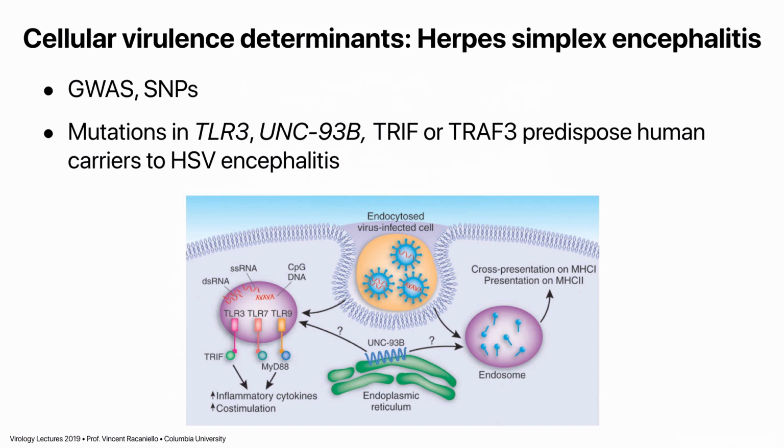And mutations have been found in the genes encoding toll-like receptor 3, which is a toll-like receptor that detects viral nucleic acid, and other proteins that are involved in that pathway, UNC93B, TRIF, and TRAF. And you can see on the bottom here where these are working. TLR3 is an endosomal TLR. It detects viral nucleic acids in the endosome. It then signals through TRIF and TRAF3, which isn't shown here. So mutations in either the TLR3 gene, TRIF, or TRAF affect the ability of these individuals to respond to a herpes infection.